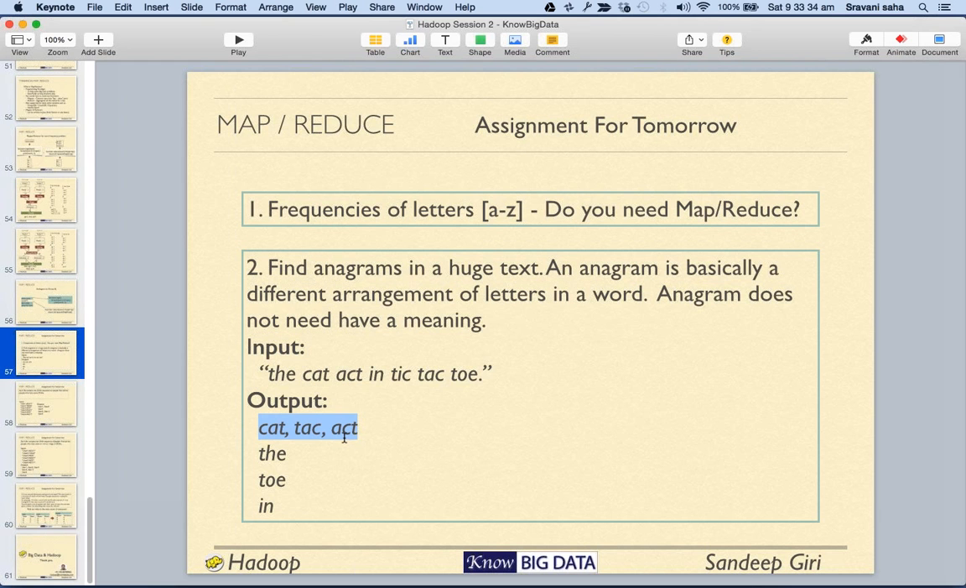So if you are provided the Hughes text and you have to find anagrams, how will you form your mapper, and what will be in the reducer? Or in other words, what is going to be inside the mapper such that all anagrams come together? What should be the key in your mapper such that the key is the same for all the words which are anagrams of each other?